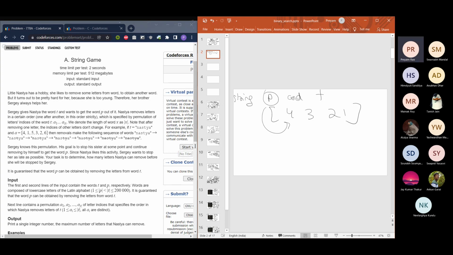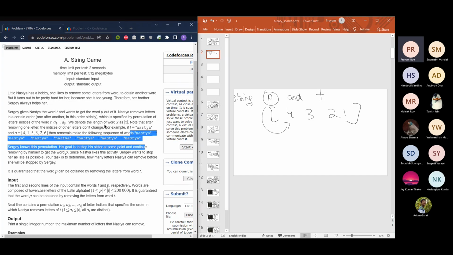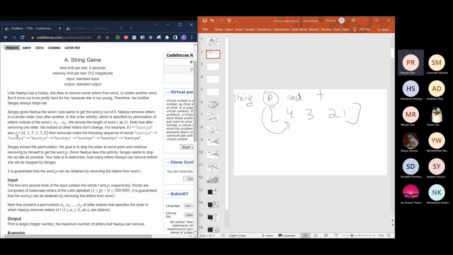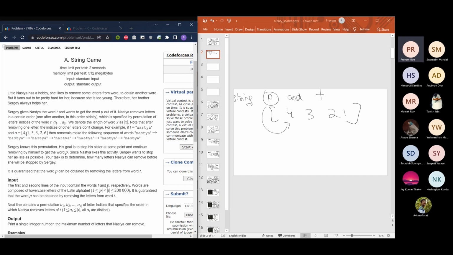So if we look at this example, t was initially equal to NASTYA, right? Nastya. Then when the first element of the array A is equal to 4, right? So if the first element is equal to 4, in the first move, we'll make the following removal, right? So we'll go to the 1, 2, 3, 4, T, and then we'll remove T, right? So in the first move, we'll remove T. In the second move, we'll look at the first element, remove the first element.